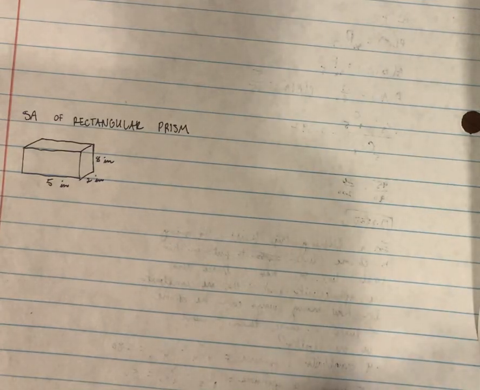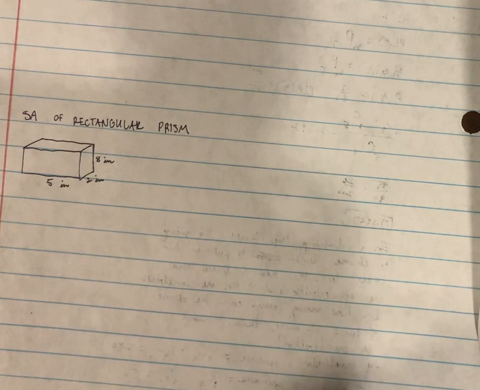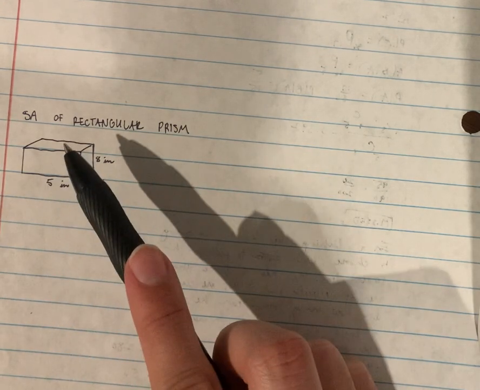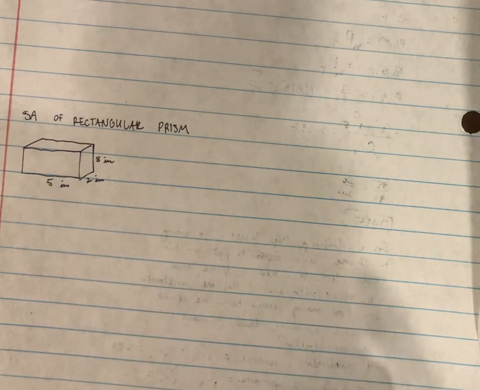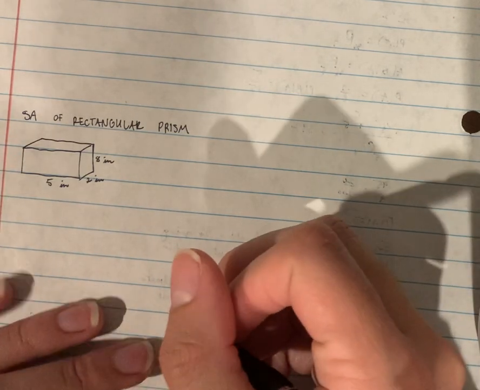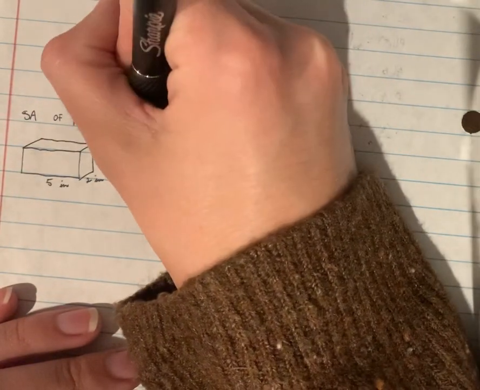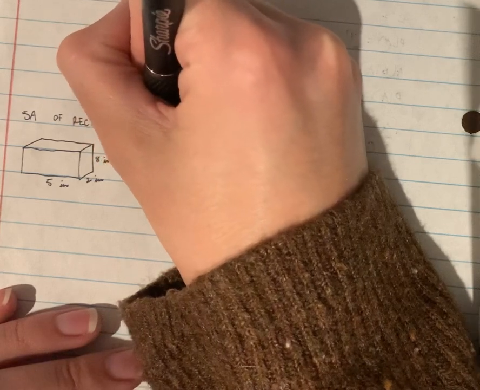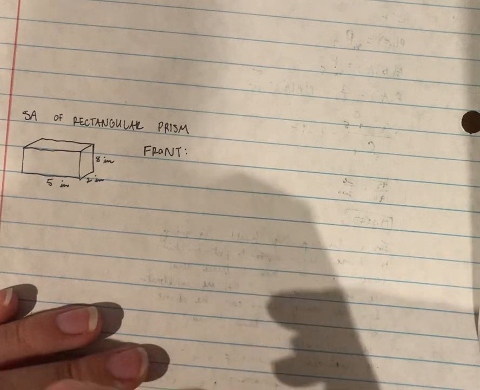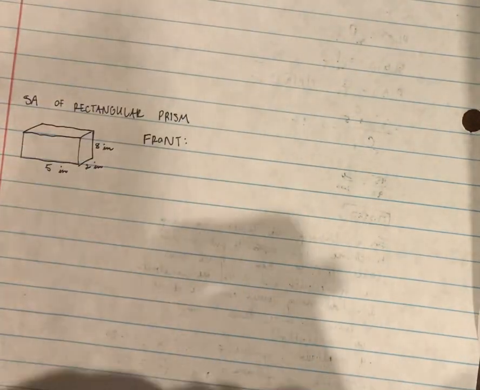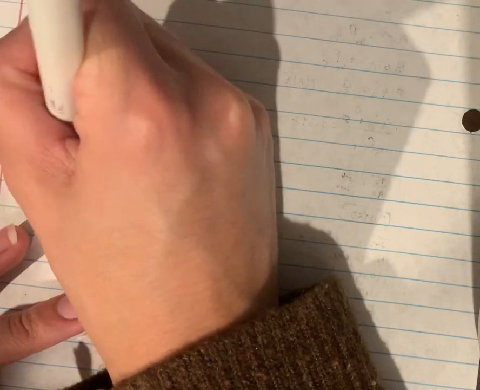Hi everyone, so for this video we are going to be finding the surface area of a rectangular prism. And here's a little picture. Be aware it is not drawn to scale. So one method to do this is to start by just finding the area of the front of the rectangular prism, which would be this area.